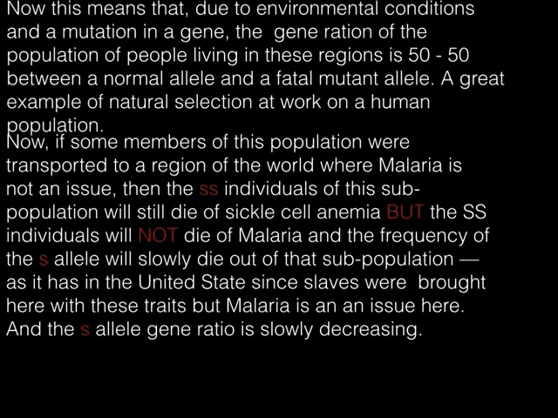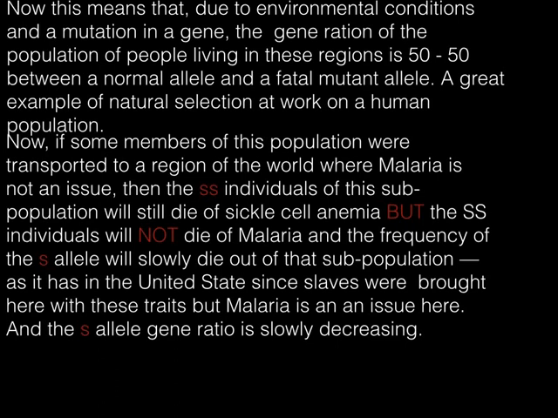This means that, due to the environmental conditions and this mutated gene, the people in this region of the world have approximately a 50-50 gene ratio between the normal allele and the fatal allele, which is very strange, that a fatal allele would be that high. This is a great example of natural selection at work on a human population.